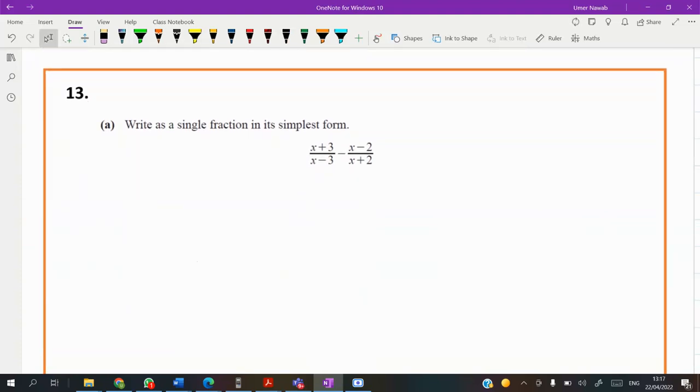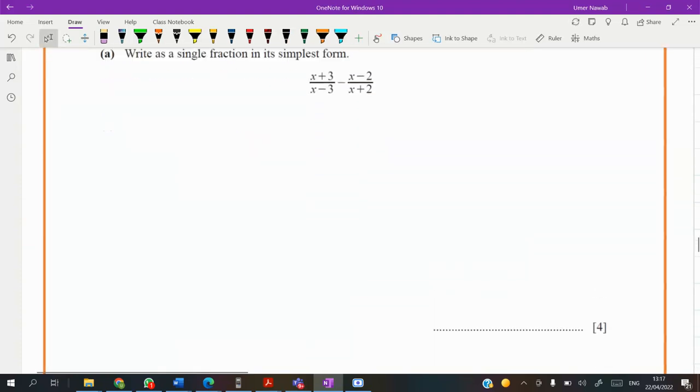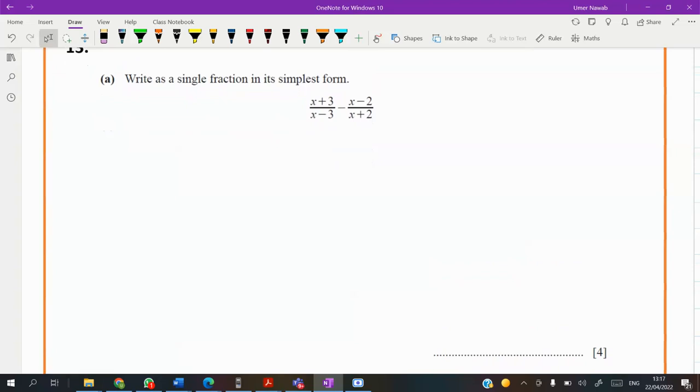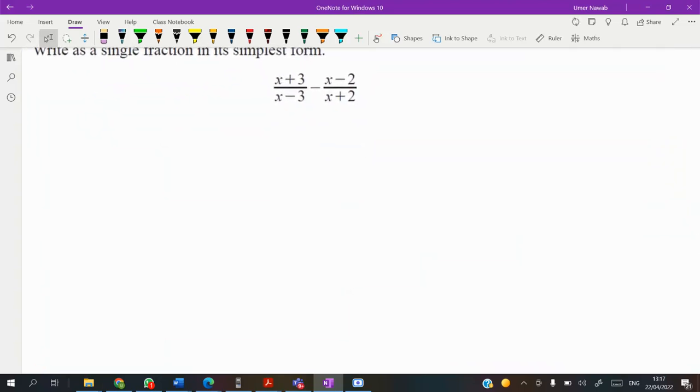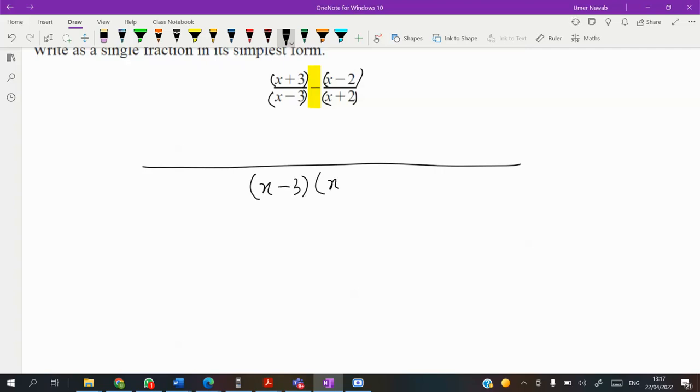This is an interesting question, guys. It must have 4 marks. Why is this interesting? Because there is a minus sign in between. In this case, I'm going to draw a big line. Please use the brackets. So x minus 3, x plus 2. X plus 3 is going to multiply with x plus 2 minus x minus 2 multiply with x minus 3.